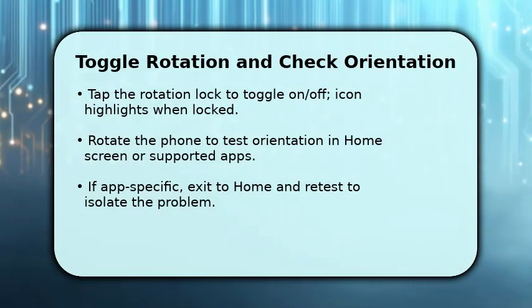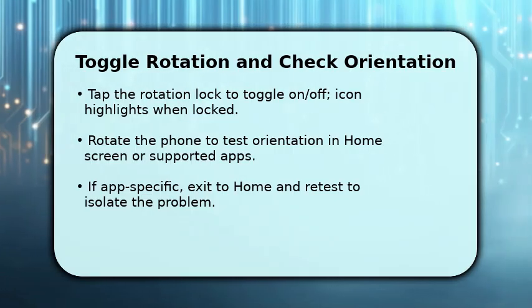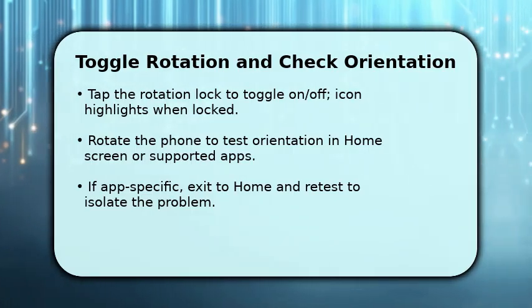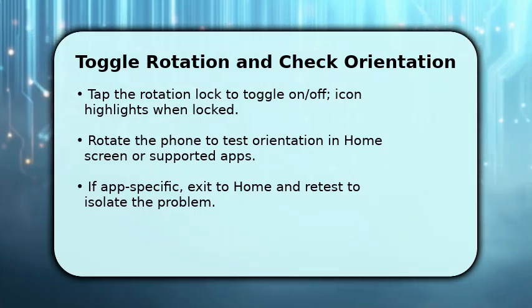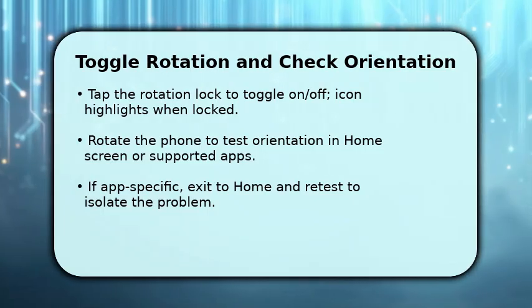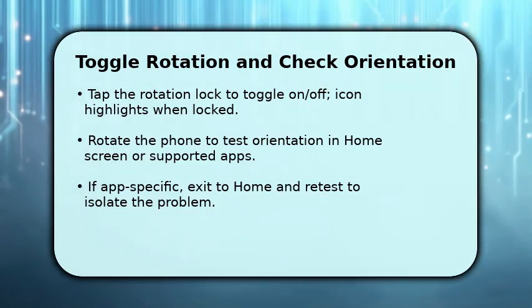Tap the rotation lock. When it's active, the icon highlights, indicating portrait-only mode. Next, rotate the iPhone to the landscape position while on the home screen or in an app that supports rotation. The display should switch if unlocked.